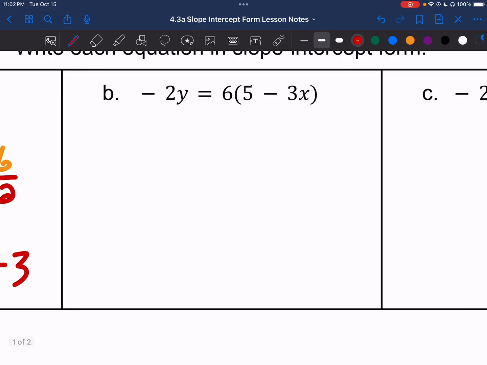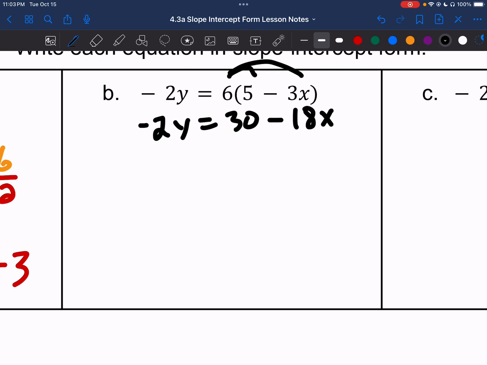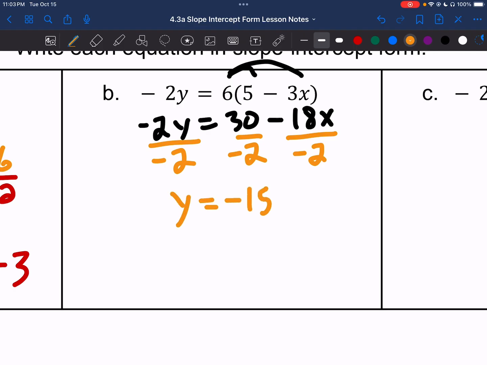All right, letter B. We need to start by doing the distributive property on the right side. So I'm going to get negative 2y because nothing happens over there. We have 6 times 5 is 30 minus 6 times 3x is 18x. Now I'm trying to get y by itself, so I'm going to divide by negative 2 all 3 terms, and I get y is equal to negative 15 plus 9x.